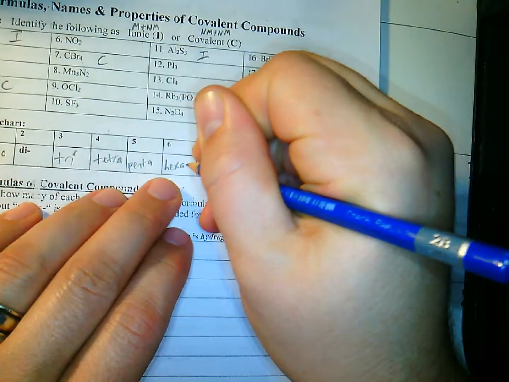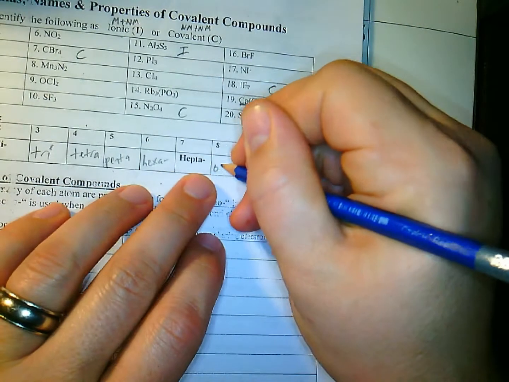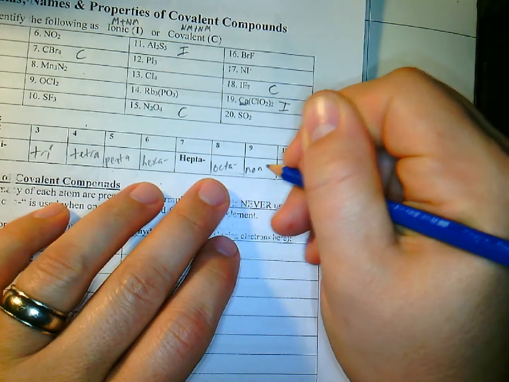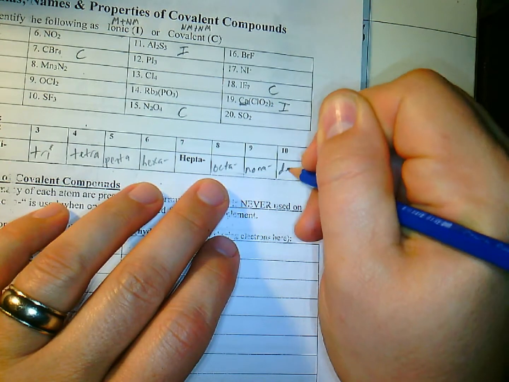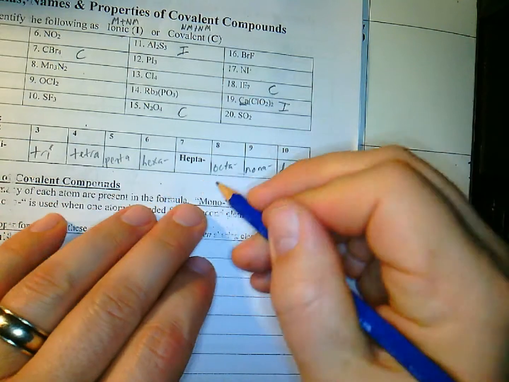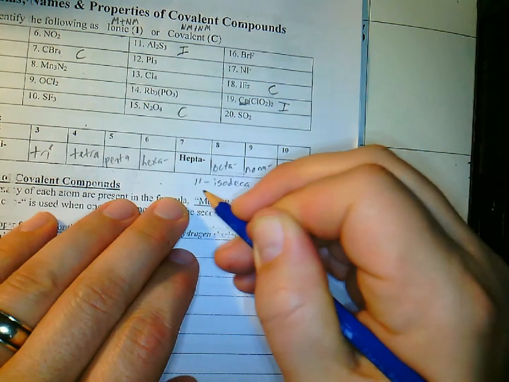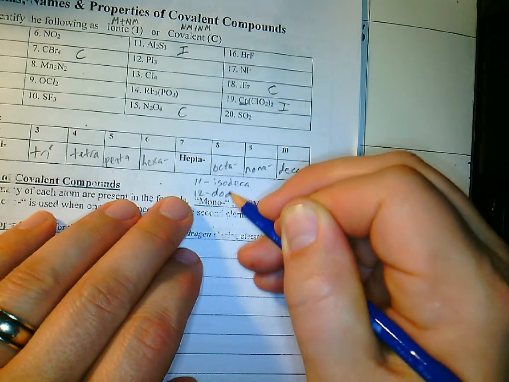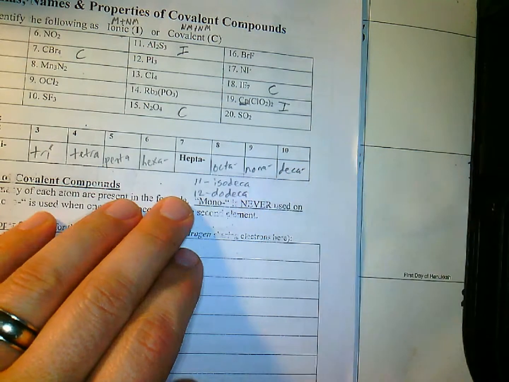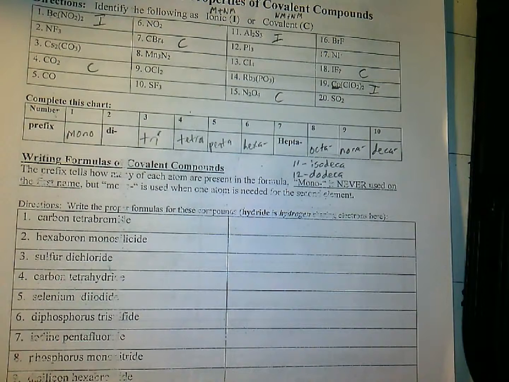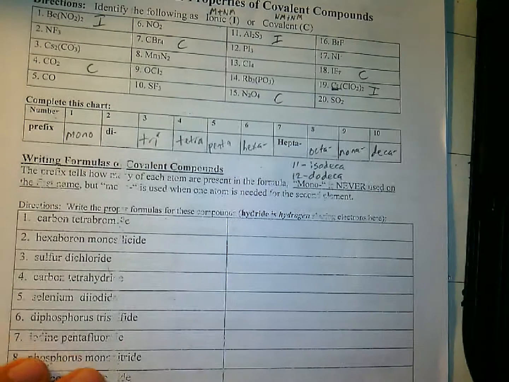Hexa, hepta, octa, or oct, non, deca, and I'll throw 2 more in here. 11 is called iso deca, and 12 is called do deca. There's your extra credit opportunity. 5 extra points. Tell your teachers.